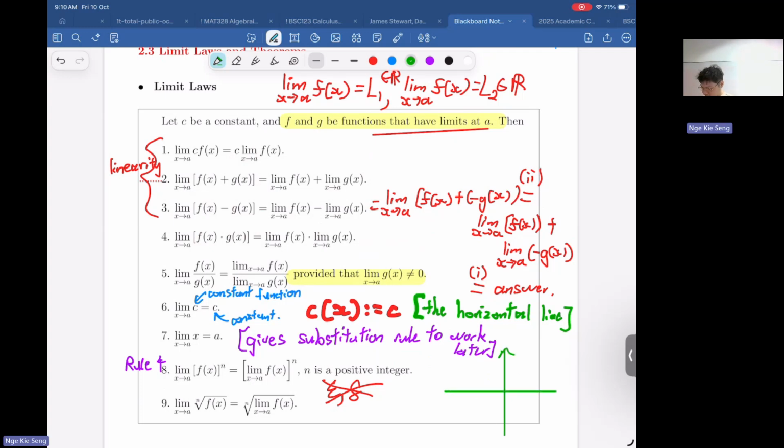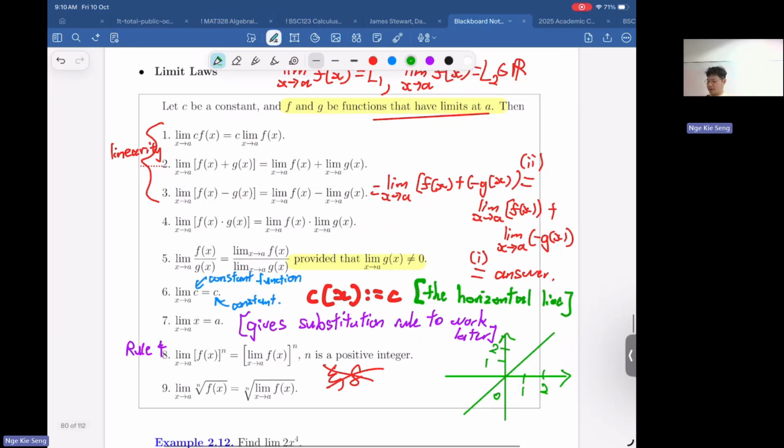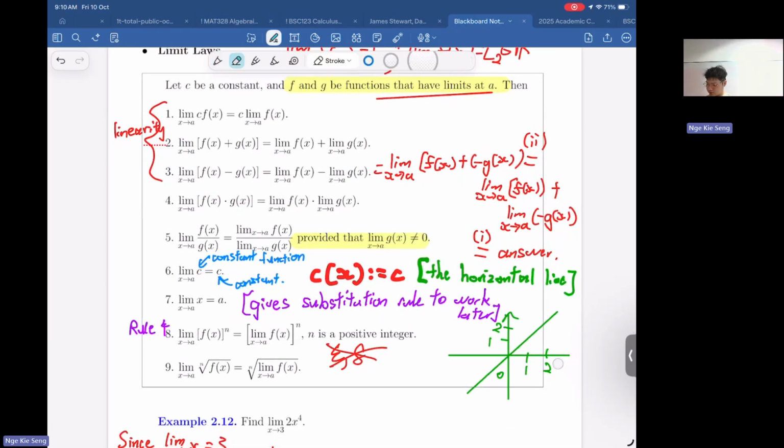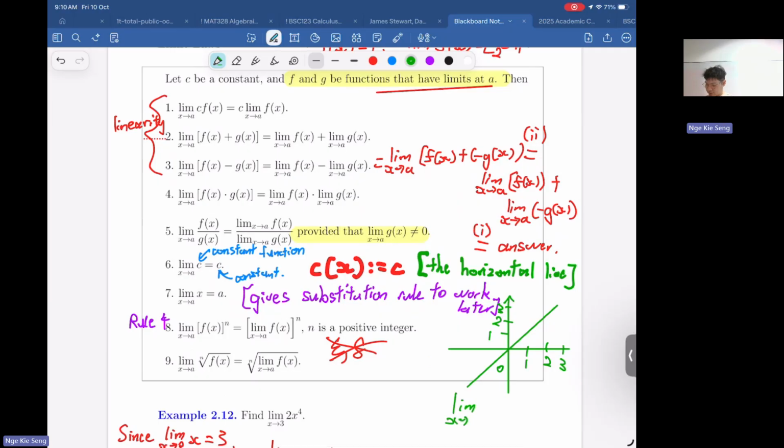So y equals x looks like this. And here is 0, 0. For the rest of the points, for example, this could be 1, 1, and then 2, 2. Let's say we plot one more, 3. So I put a 3 here. Let's say if I want to consider the limit of x as x goes to 2, you should go from right and left of 2, and then see where this point approaches to, and it is 2. Okay or not?